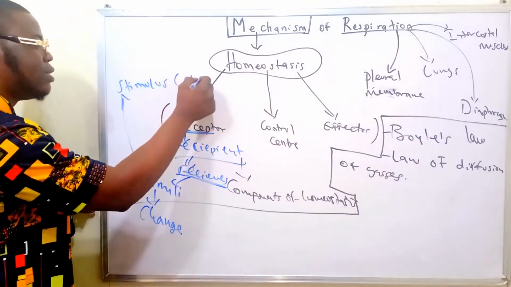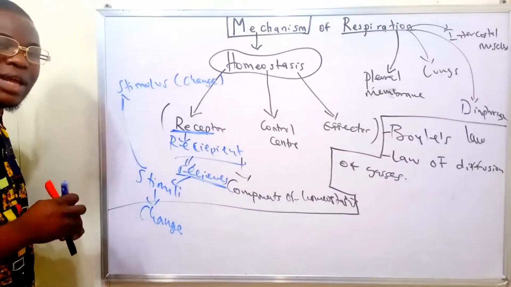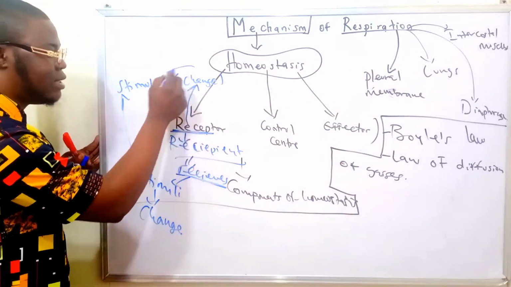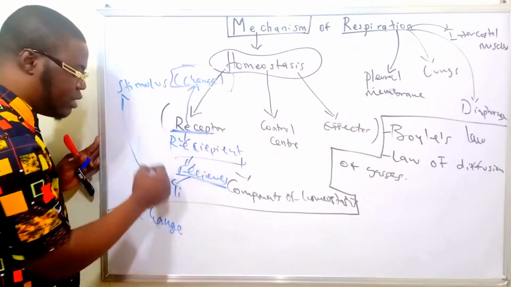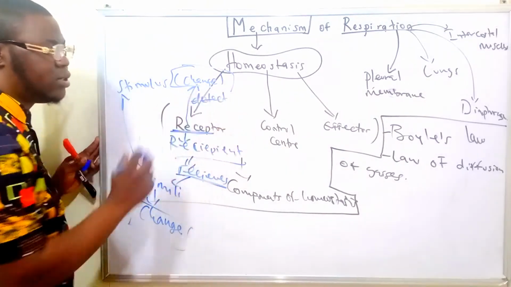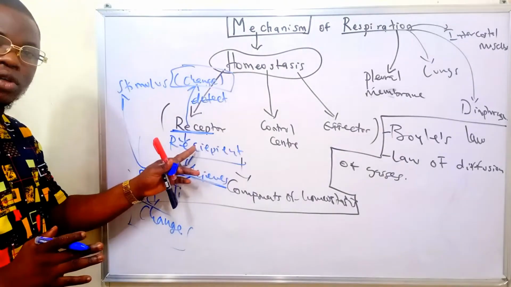And stimulus means a change. As simple as that. So that is the function of receptor. Their function is to detect change or changes. So they do what? They detect change. That is the function of receptor.